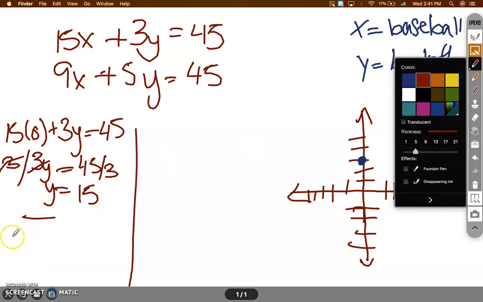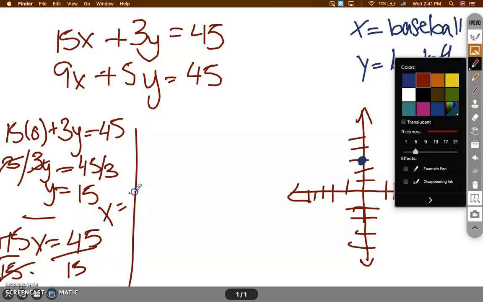So now we're going to make y as, x is 0. Oh sorry, we just did that. So we're going to make y as 0. So we get 15x equal to 45, because if y is 0, then 3 times 0 is going to be 0. So then we just result in 15x equal to 45. Divide by 15 on both sides. Then I get x is equal to 3.